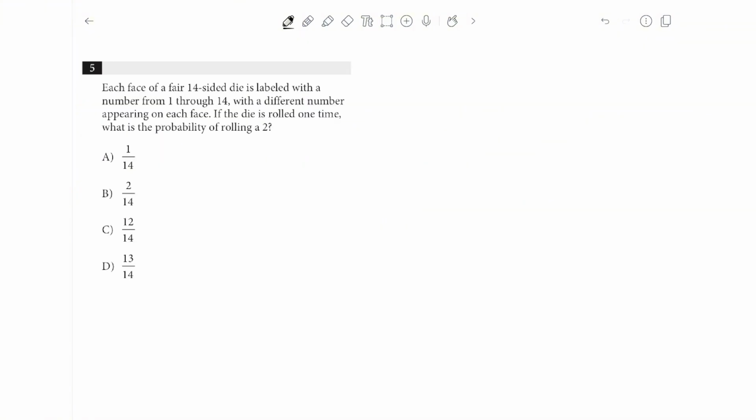Question number 5 says, each face of a fair 14-sided die is labeled with a number 1 through 14, with a different number appearing on each face. If the die is rolled one time, what is the probability of rolling a 2? So 2 is just one of the 14 numbers. So it doesn't matter if it's 2 or if it was 6 or if it was 7. It's only going to appear one time out of the 14 numbers. So our chance of rolling it would be 1 out of 14, or just A.